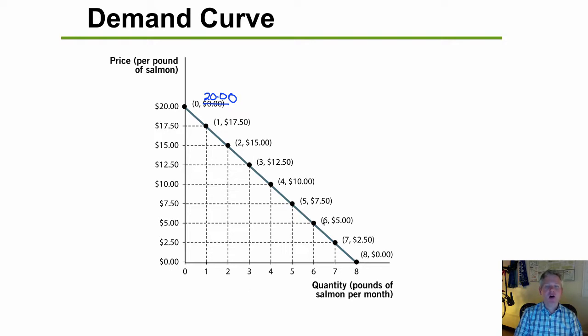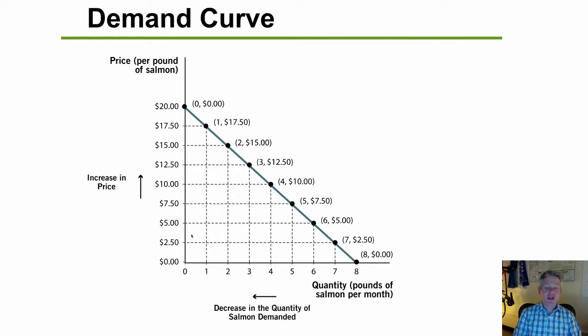And we've just plotted all these points, and then drawn a line through them to indicate that it's possible that she could buy partial parts of salmon. It's a continuous demand curve there. So increases in price decrease the quantity of salmon demanded. The law of demand holds.